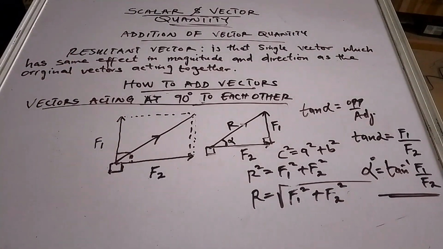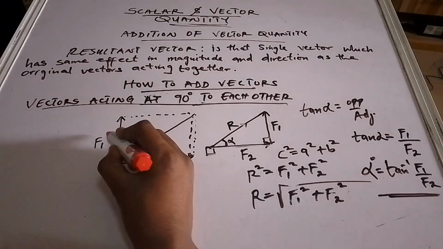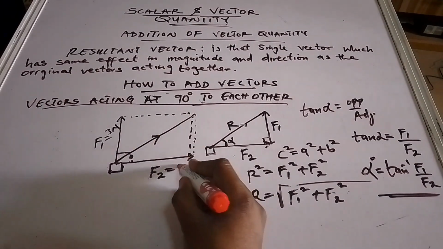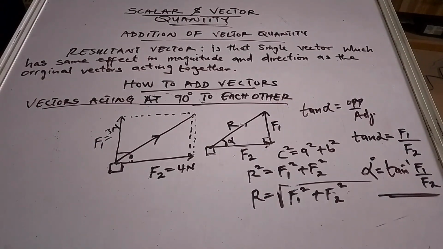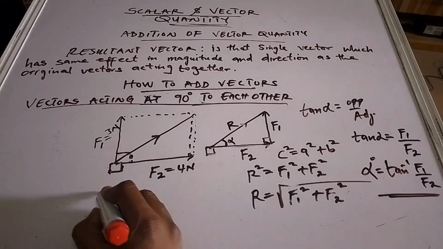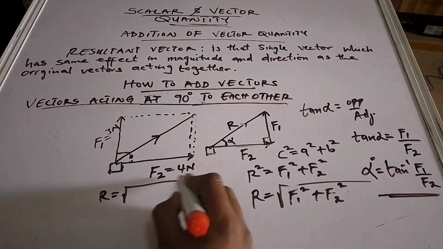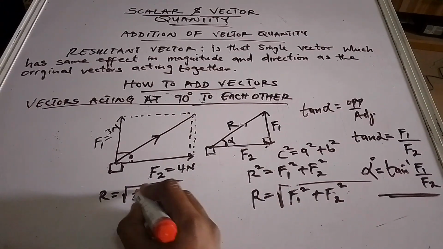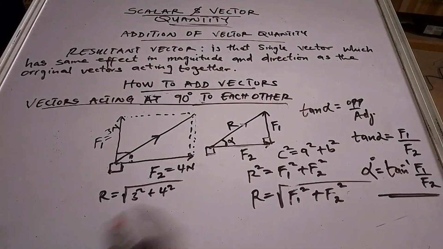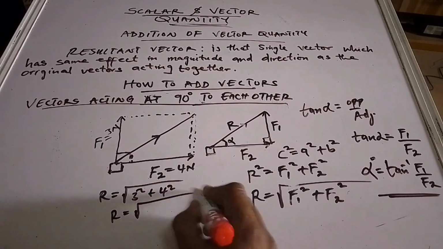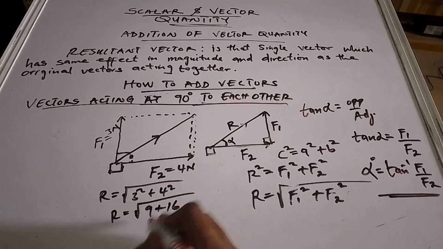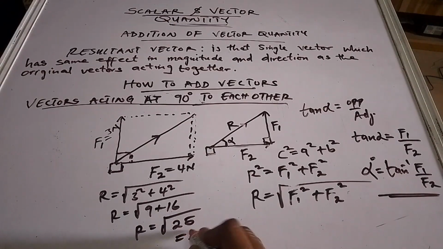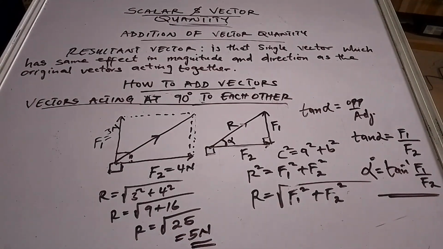So let's now apply it to this concept. Let's assume that F1 is 3 Newton, and let's take F2 to be 4 Newton. If I want to solve this, our resultant is going to be the square root of F1 squared plus F2 squared. That is 3 squared plus 4 squared. So R is going to be the square root of 9 plus 16. R is the square root of 25, which is 5 Newton. That's going to be our magnitude.